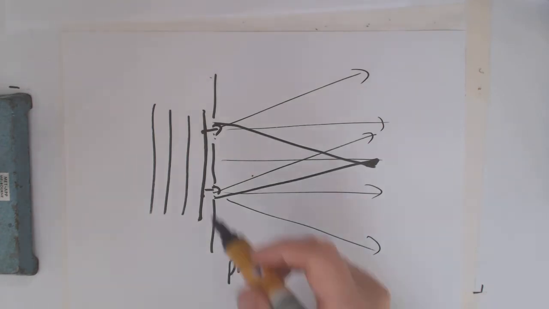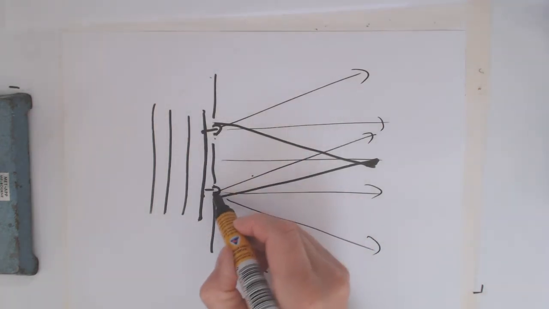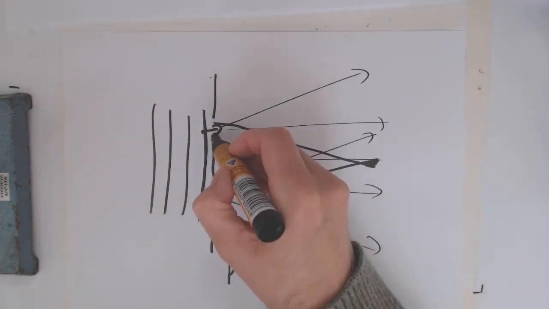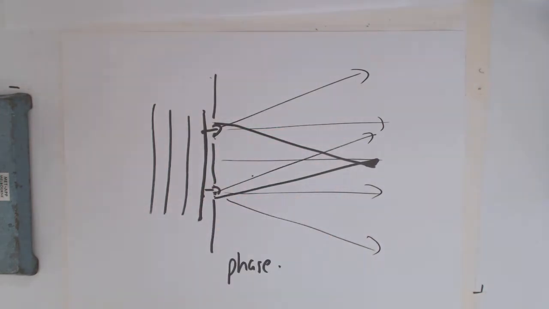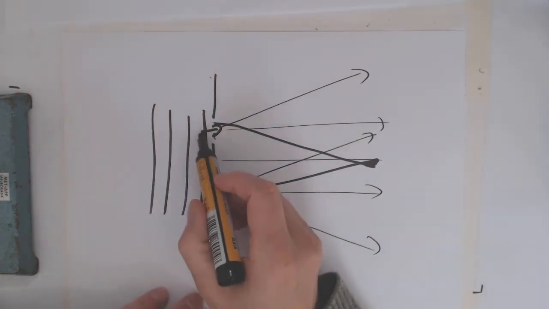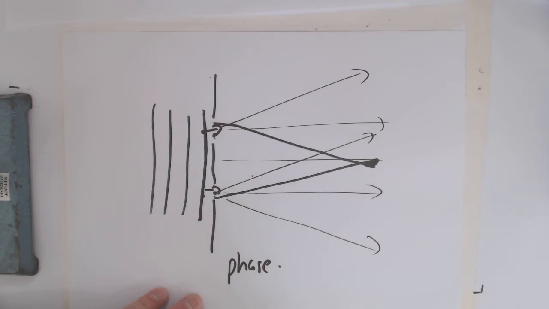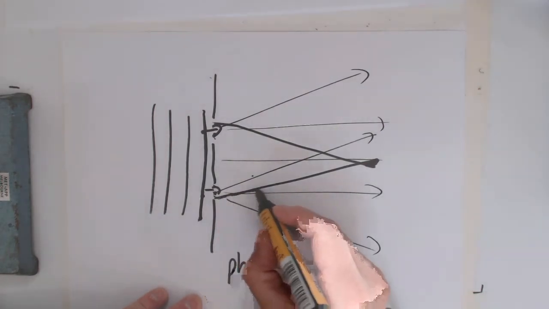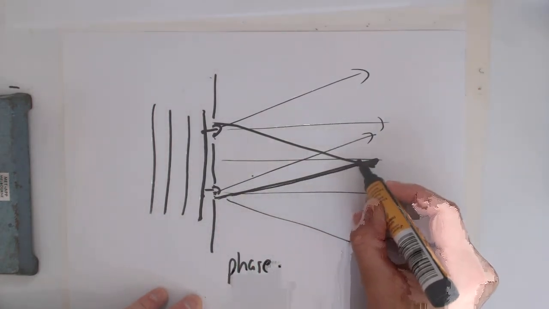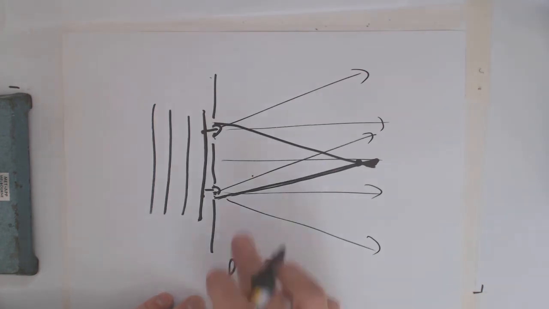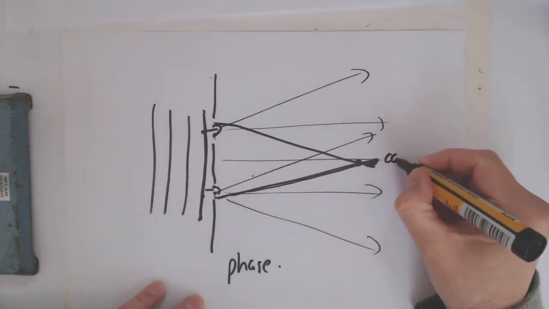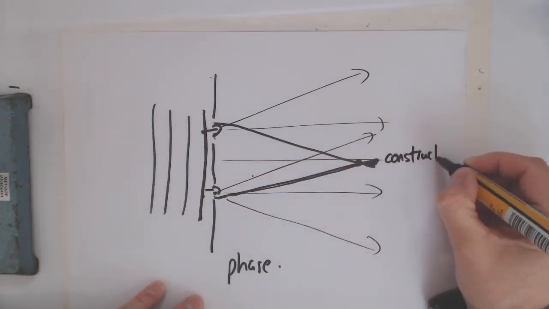The wave is in phase. A crest is in that gap at the same time a crest is in that gap. A trough is in that gap at the same time a trough is in that gap. Then they travel through these gaps off in different directions. If they've traveled the same distance and same speed, they're still going to be in phase. So in the middle here, we're going to get constructive interference.